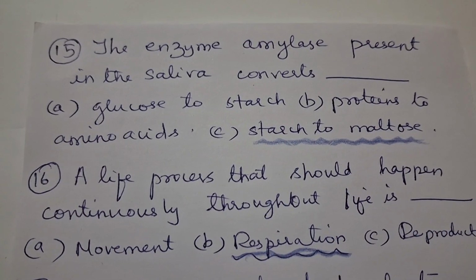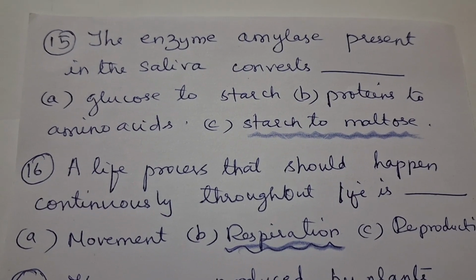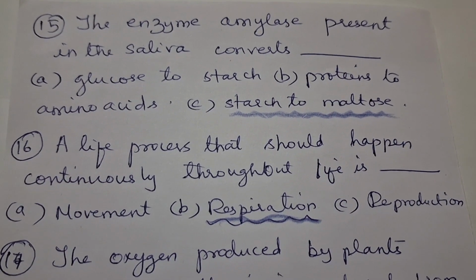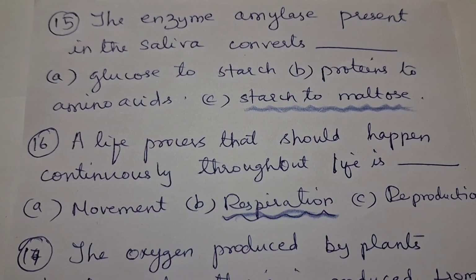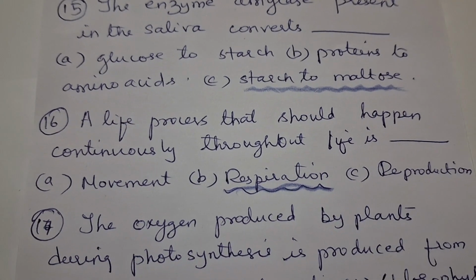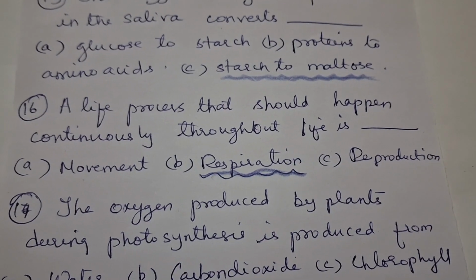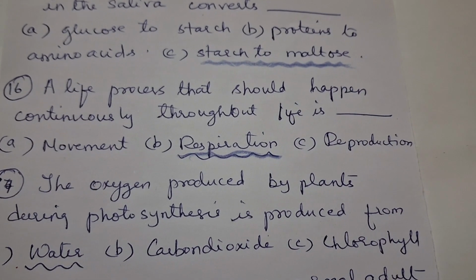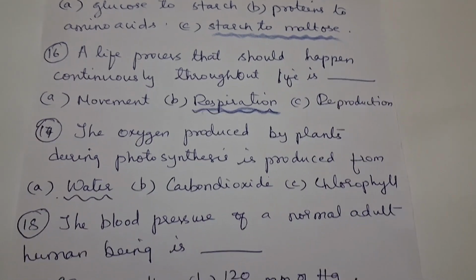The enzyme amylase present in the saliva converts dash. Glucose to starch, protein to amino acid, starch to maltose. The answer is C. It converts starch to maltose. A life process that should happen continuously throughout life is dash. Movement, respiration, reproduction. It is respiration.